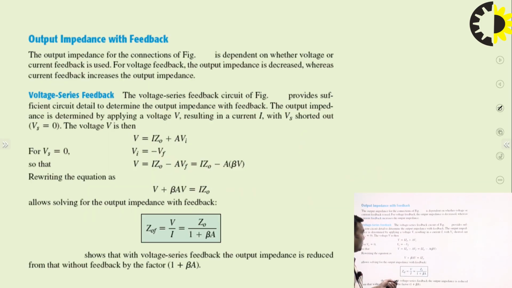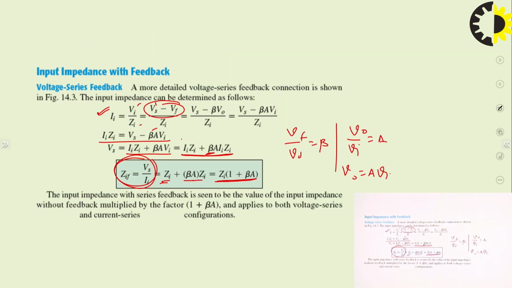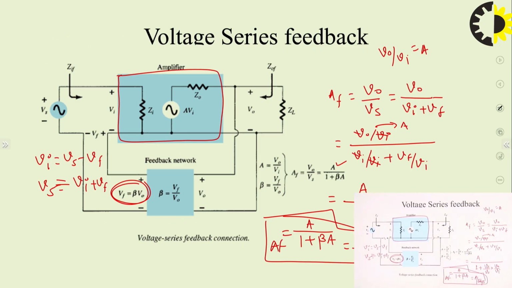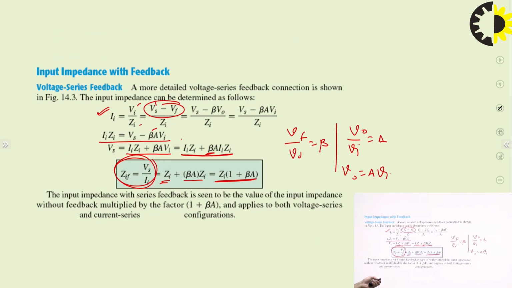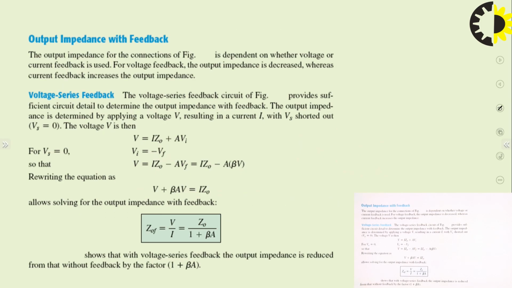Now let us find out the output impedance. To find out the output impedance, what we need to do in this circuit is connect a dummy source here and replace this Vs with a short circuit. So you can write the dummy voltage source.